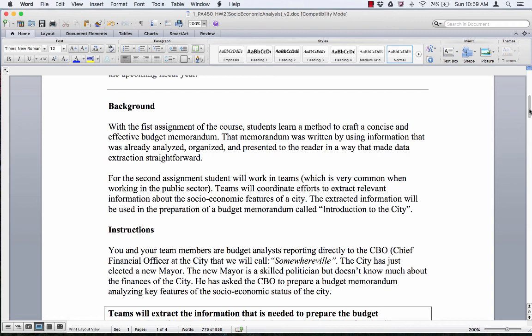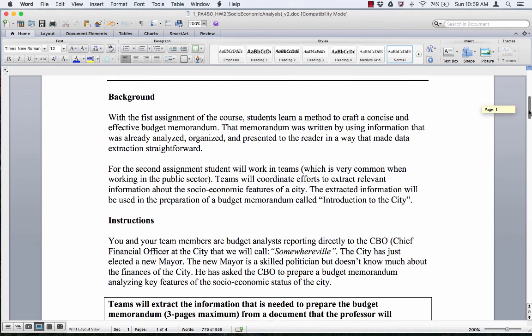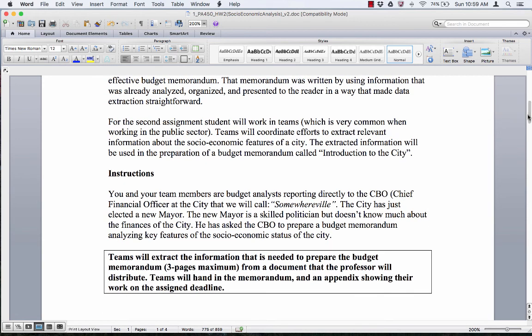Now, I am going to give you information about the socioeconomic features of a city. What does that mean? What are socioeconomic features? Well, imagine that you work for a city and someone is asking you to participate in the preparation of a budget document. Before you engage in that task, you need to know something about the city where you're working. You need to know who pays the tax. You need to know what taxes are being paid, or in other words, what revenues the city can collect. You need to know something about population. You need to know something about land use, etc.